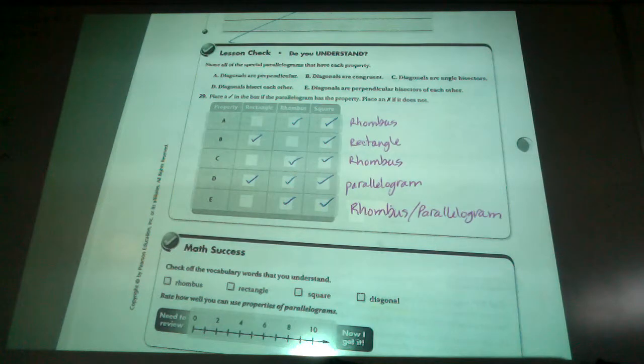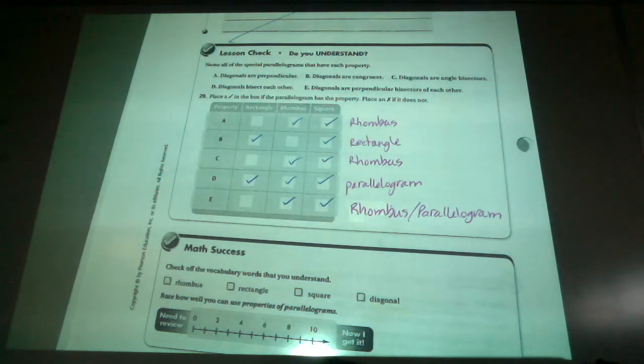And C, diagonals are angle bisectors, is first seen in the rhombus. So it occurs in the rhombus and the square. And then D, the diagonals bisect each other, comes from the parallelogram. So that's why the rectangle, the rhombus, and the square all have that.